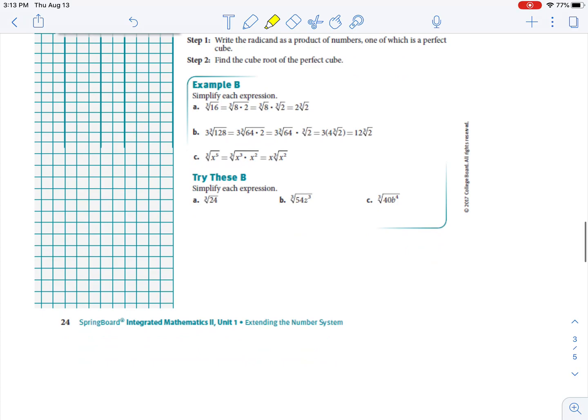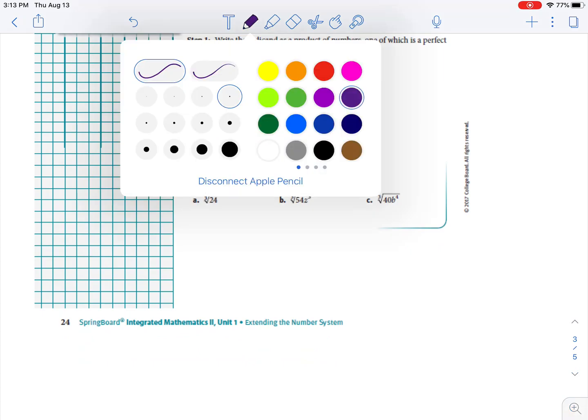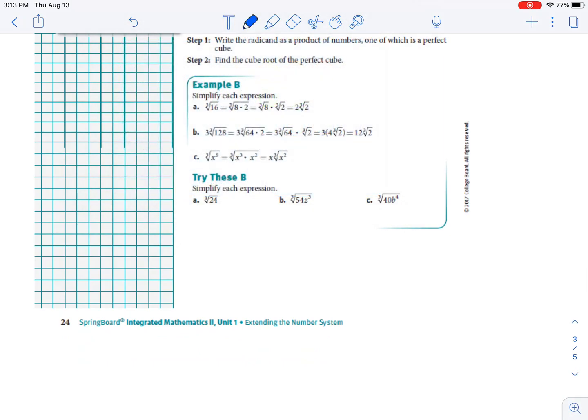So what I'm going to do is go down to the try these B towards the bottom. Of course, there are some more examples, and so you can always read those on your own. So let's do this 24. I know we worked on it before.